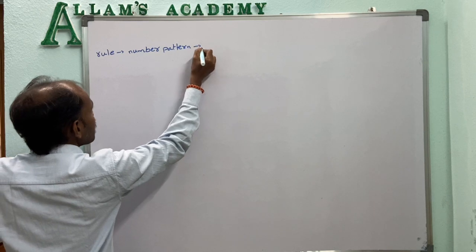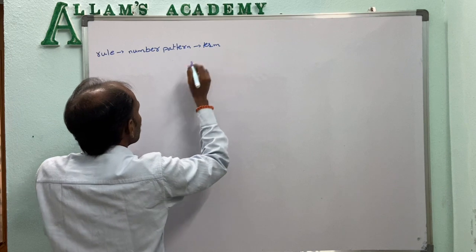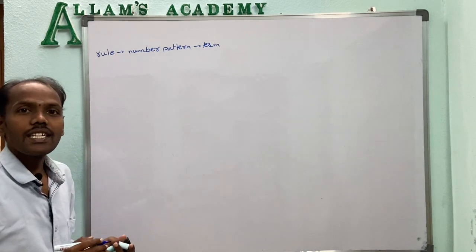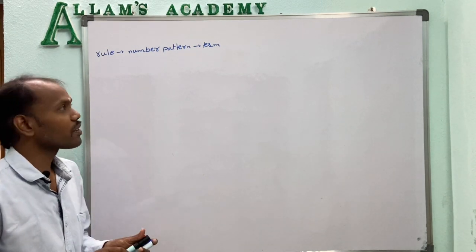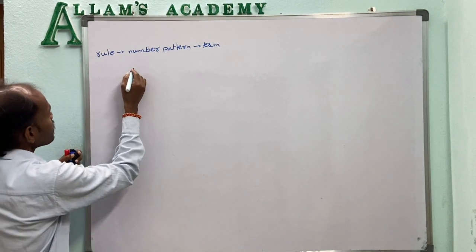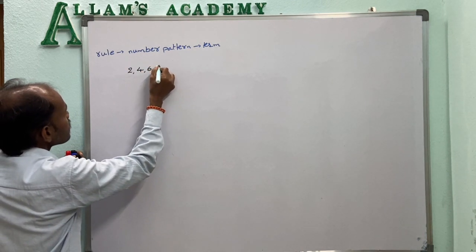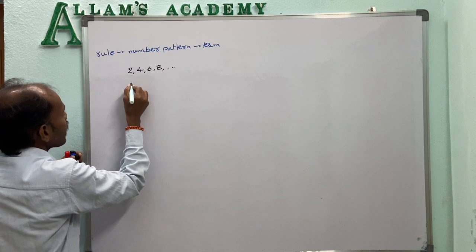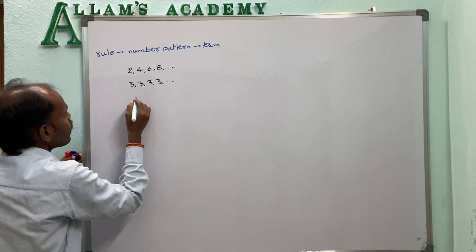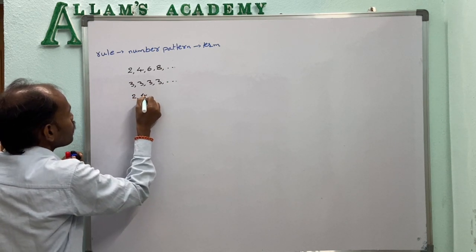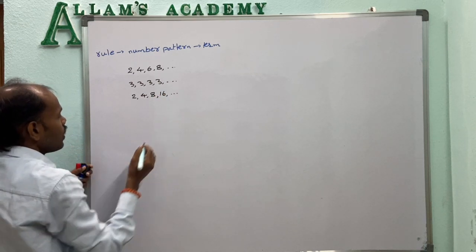In that number pattern, each number is called a term. Now let us observe some examples: 2, 4, 6, 8, and so on; 3, 3, 3, 3, and so on; 2, 4, 8, 16, and so on.